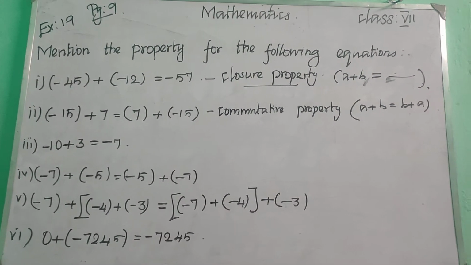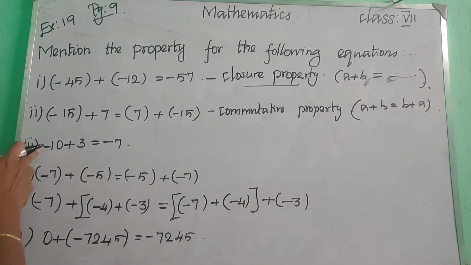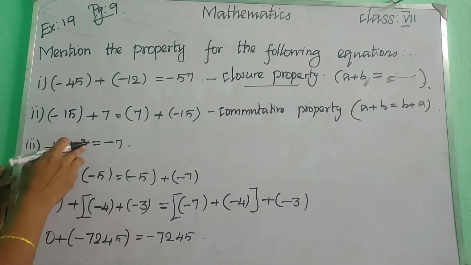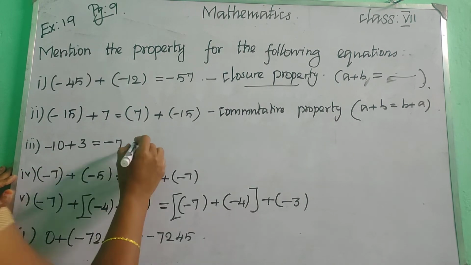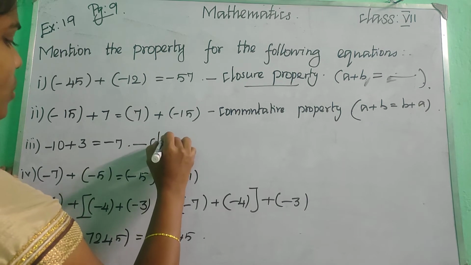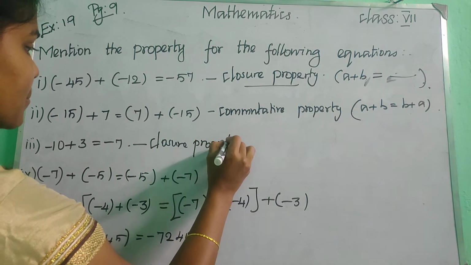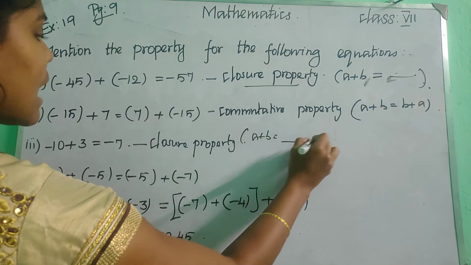And then the next one, minus 10 plus 3 equal to minus 7. So it is also in the form of closure, right? Because A plus B gives an answer. So we can say it is a closure property. The addition of integers is closed. So that is A plus B equal to answer.